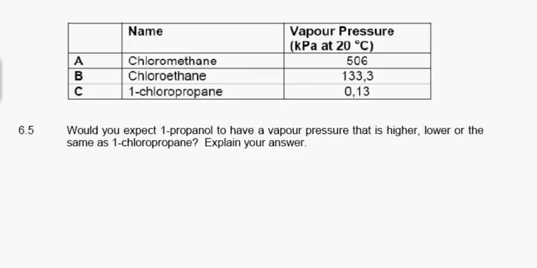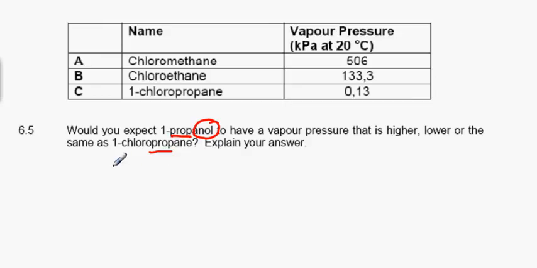6.5 then asks you to compare 1-propanol compared to 1-chloropropane. And the key here is to recognize that the length of the carbon chain is the same. We've got prop there and prop there, and so each one has 3 carbons. And the difference, of course, is that our propanol will have an OH group, which means that the intermolecular forces will be different. And in the alcohols, the OH group means that there will be hydrogen bonds.